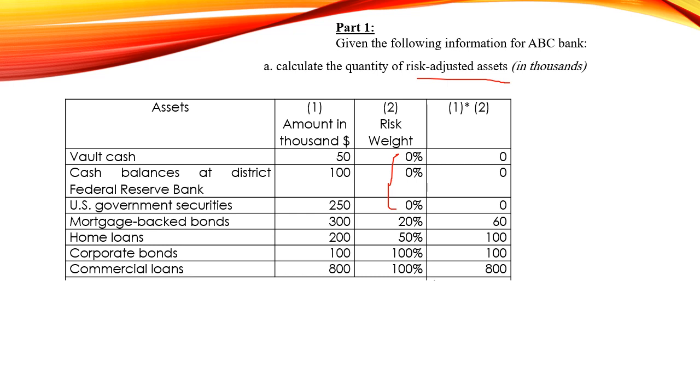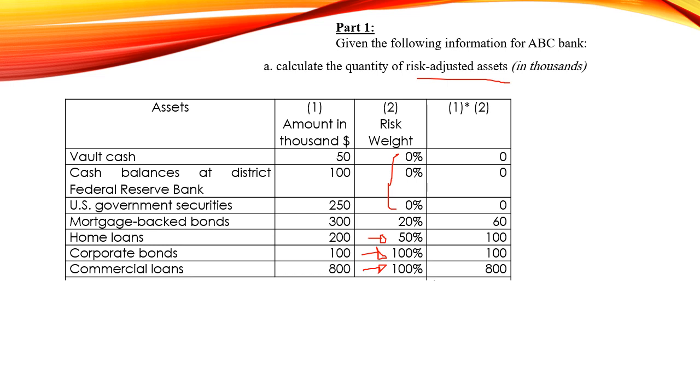Regarding the mortgage-backed bonds, they have a risk weight of 20%, home loans 50% because we have a collateral, which is the home. The corporate bond and the commercial loan have 100% risk weight. They have the highest credit risk among the other assets already mentioned.